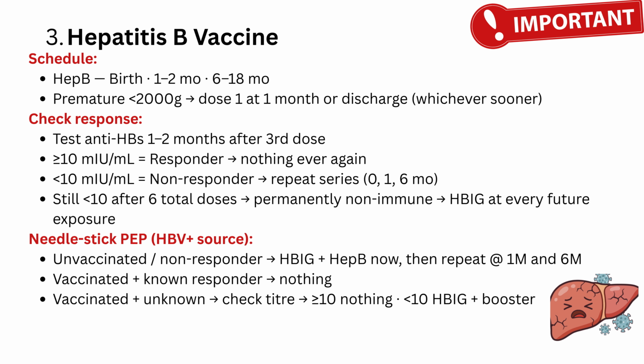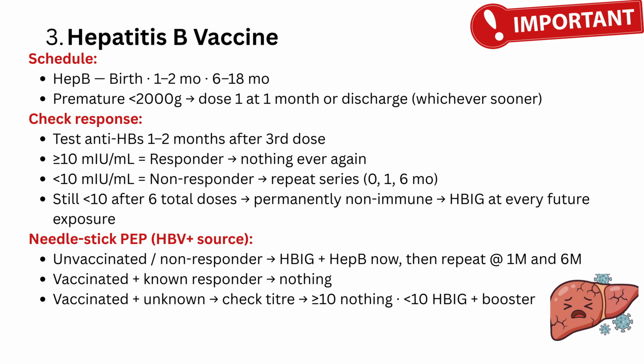Now there is a very important special situation: infants born to hepatitis B positive mothers. In this case, management starts immediately at birth. The baby should receive both the hepatitis B vaccine and HBIG within 12 hours of delivery, but at different injection sites. After that, the vaccine series is completed as usual. The second dose is given at 1 to 2 months, and the third dose is given at 6 months of age. After completing the series, the baby's immunity is checked with an anti-HBs titer at 9 to 12 months of age, or 1 to 2 months after the final dose.